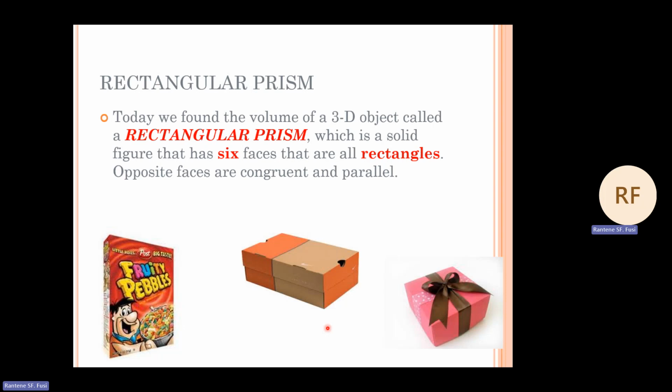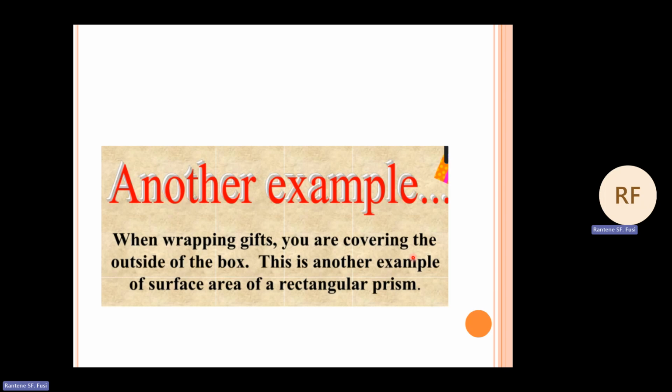Then these are just examples of rectangular prisms that we find in our daily life. You can see here that box, the shoe box here, then you've got the present here. It also represents a rectangular prism. So it's important to see that what you do in mathematics is actually applicable in our daily life, right? When wrapping a gift, you are covering the outside of the box. This is another example of the surface area of a rectangular prism, right?